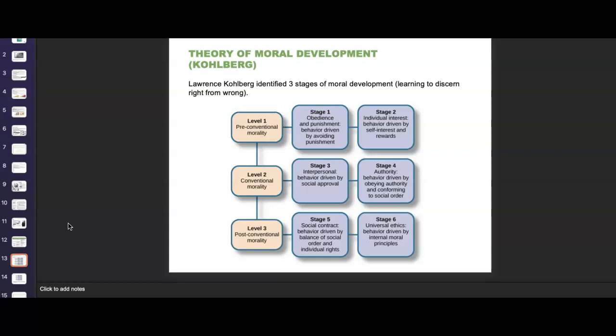To assess changes in moral reasoning, Kohlberg presented children, adolescents, and adults with a number of ethical dilemmas. He was not so interested in the choice the participant would make in response to the dilemma as he was in the reasoning the participant provided for their choice.